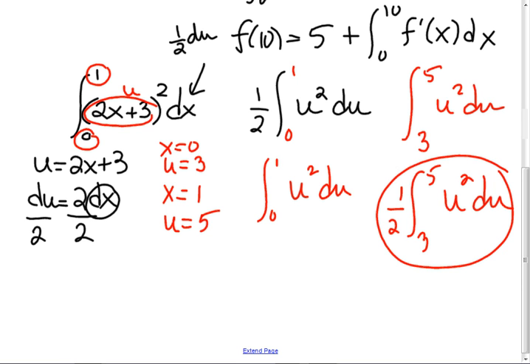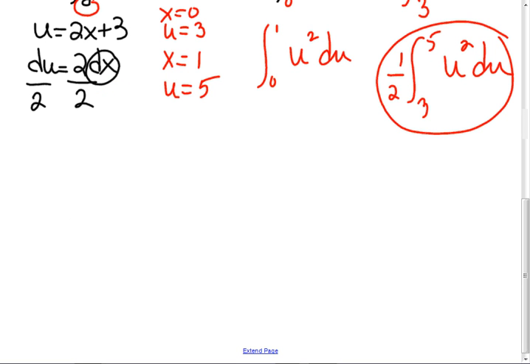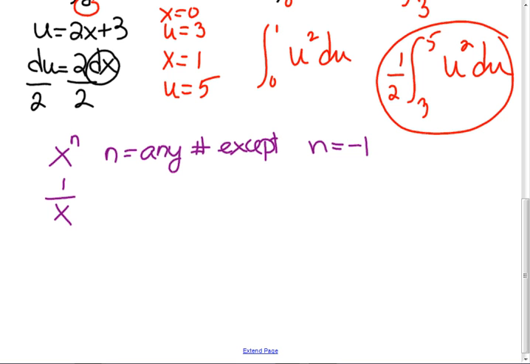With u subs, the only thing you know how to integrate is this. You know how to integrate x to the n. You know how to integrate 1 over x. This x to the n is for n any number except for what? Except for, no. Well, no, because 0 is just x to the 0, which is 1. I can integrate that. N equal to -1. That's this one. So really, this is your power rule.